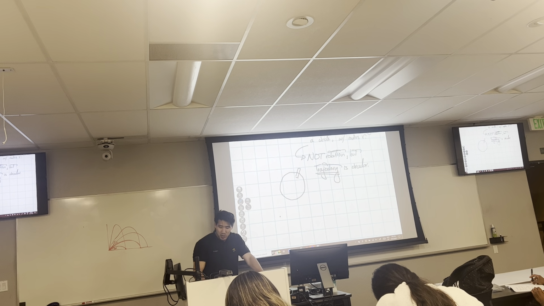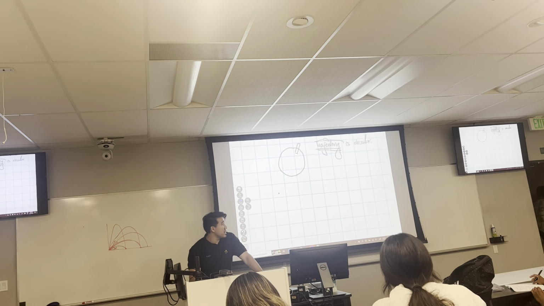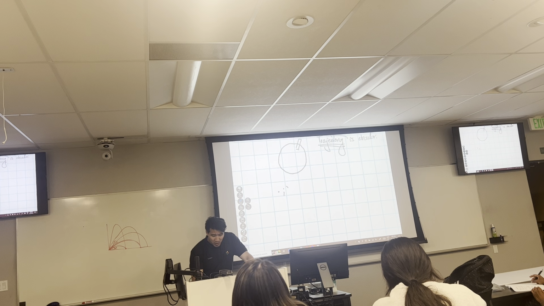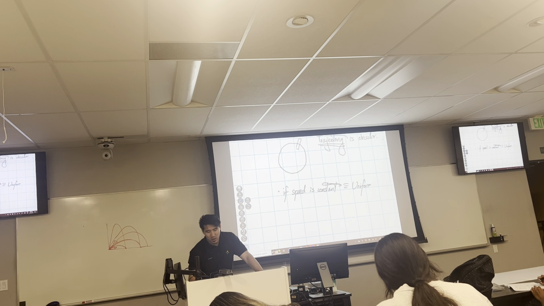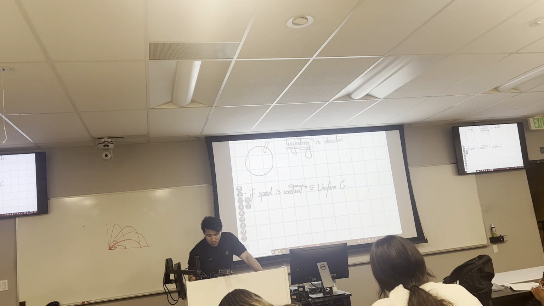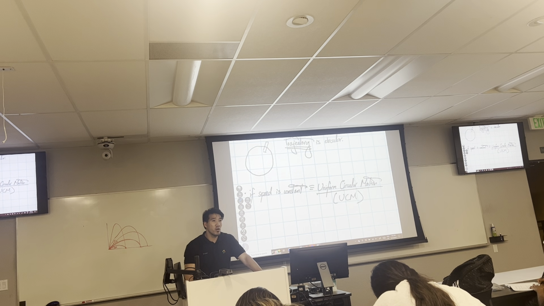Now in circular motion, there's going to be a special type where the speed is not changing. So if speed is constant, this is defined as what is called uniform circular motion. And here we will call that UCM, or uniform circular motion, UCM.